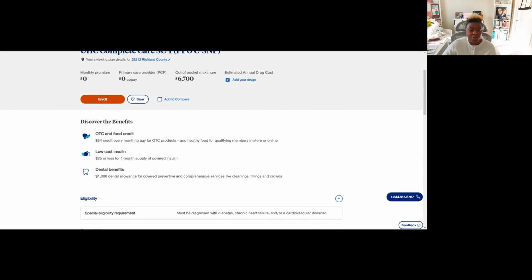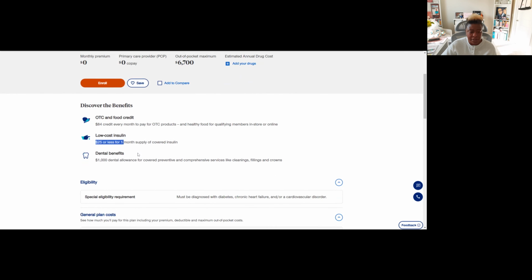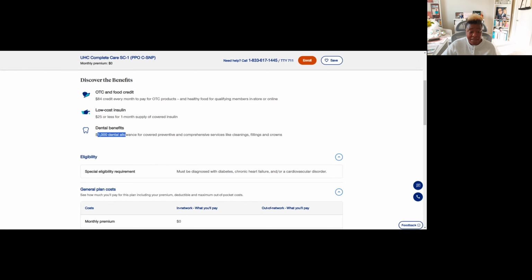Okay, so here's the stuff that we didn't see on the plan finder, like the limit. So over the counter and food credit, there's $84 every month to pay for OTC products. Okay, so that's pretty cool. Insulin's $25, but we don't have to worry about that because this person's not on insulin. And the dental benefits are $1,000. Okay, so although it has comprehensive dental, it's only going to give you $1,000, and they can use it towards cleanings, fillings, and crowns. Now, this is for comprehensive dental. Their preventative dental is still going to be $0, and it's part of this dental allowance.